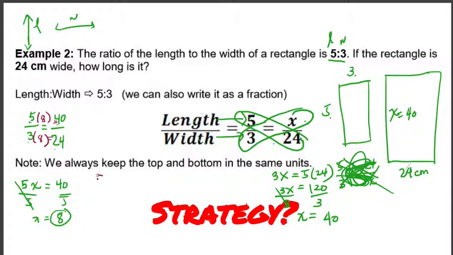So in this problem, the scale factor is 1 to 8, 1:8. That means for every unit, 1 cm, it was enlarged by 8, because this is an enlargement.